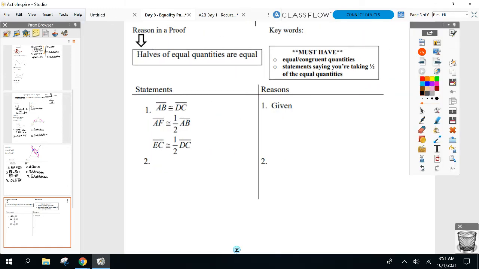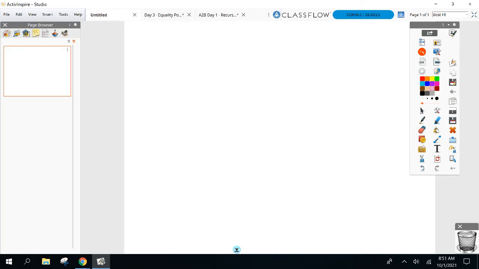Okay, now we're going to take a little turn here and get away from addition and subtraction. Now what we're going to talk about is taking halves, ready? Halves of 2 equal quantities. Okay, for instance, if I tell you, please don't copy this down here. Line segment AB, line segment CD are congruent.